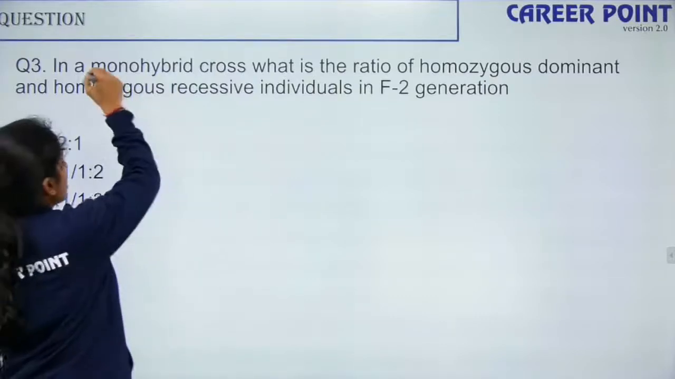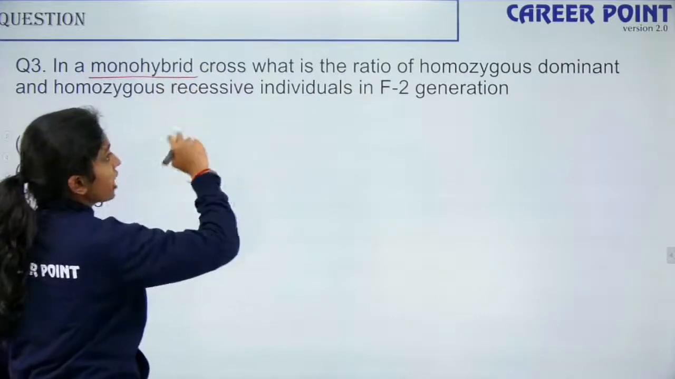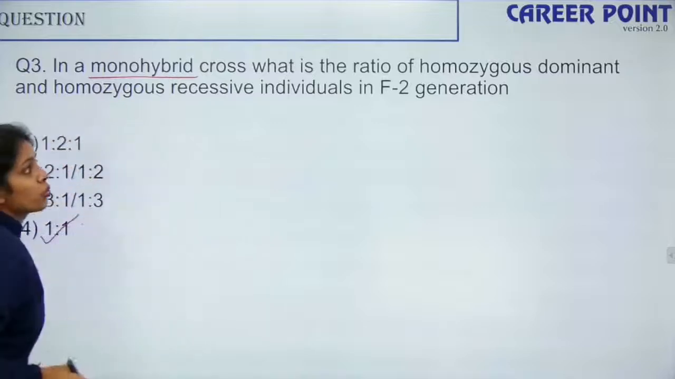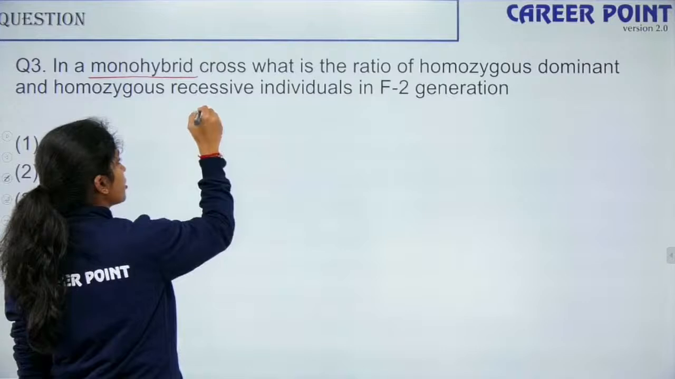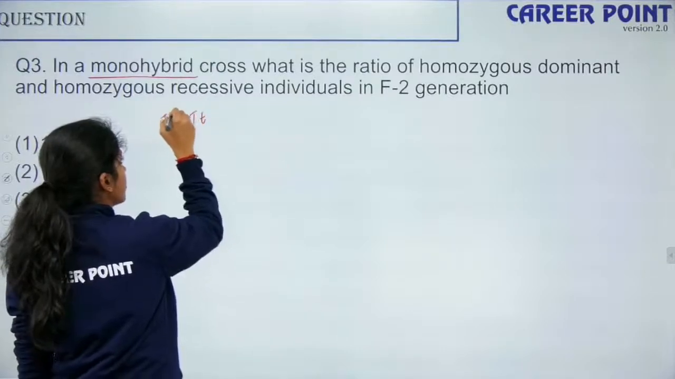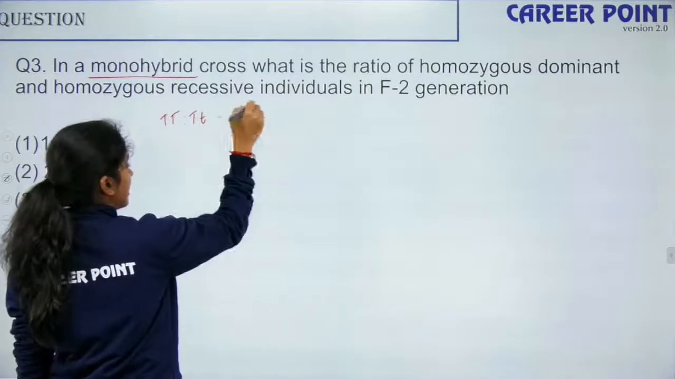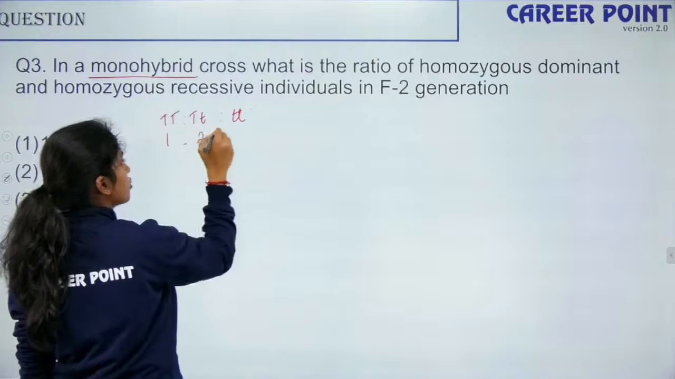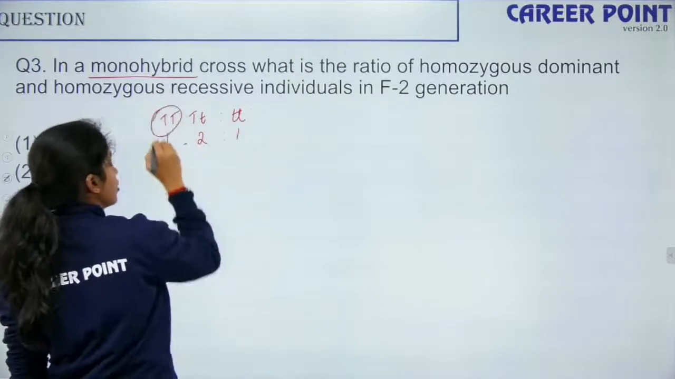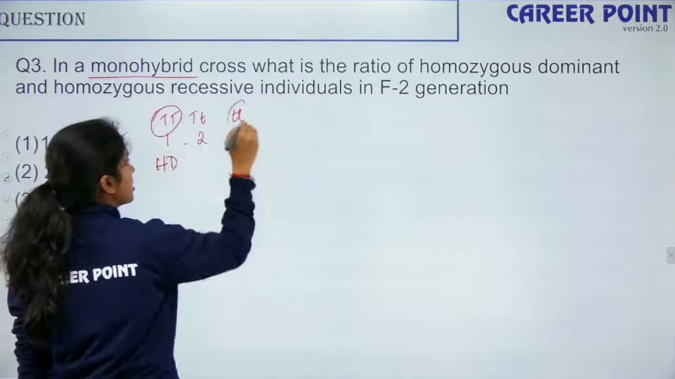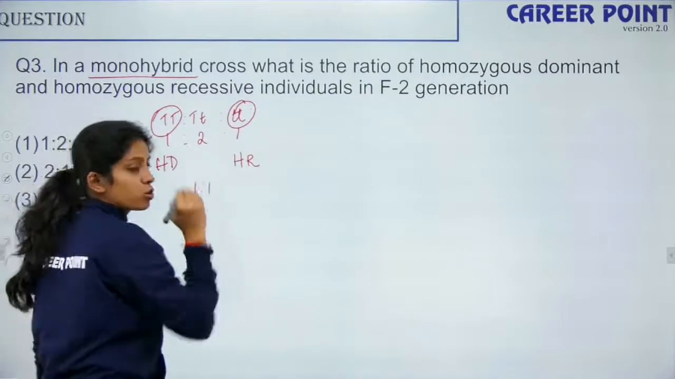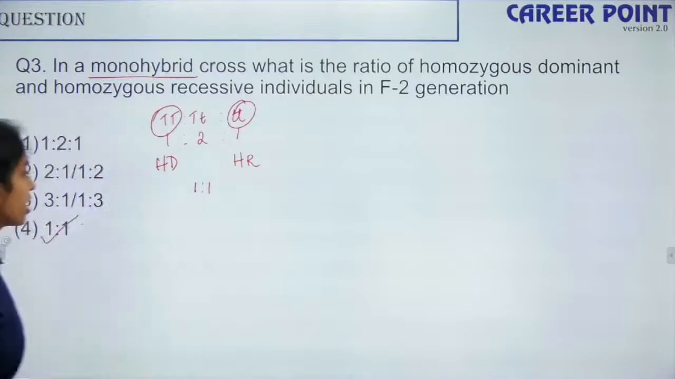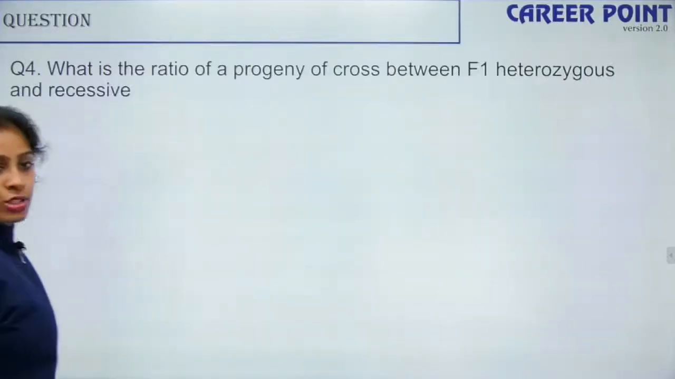So we are talking about a monohybrid cross. The ratio of homozygous dominant and homozygous recessive in the F2 generation. In the F2 generation, we have it like this, right? So this is 1:2:1. Homozygous dominant is this, homozygous recessive is this. So the homozygous dominant and recessive ratio is 1:1. So here the right answer is option D. Yes, absolutely right.